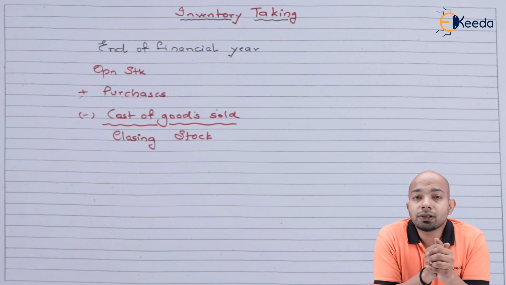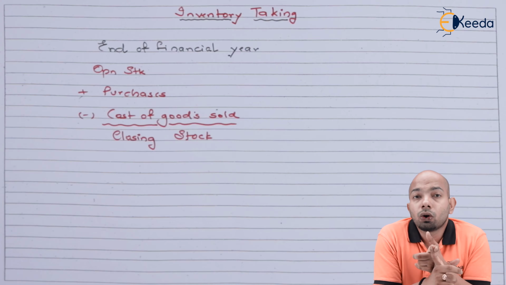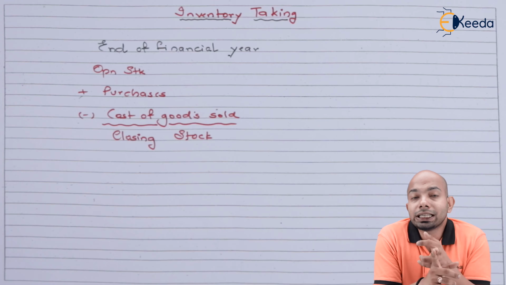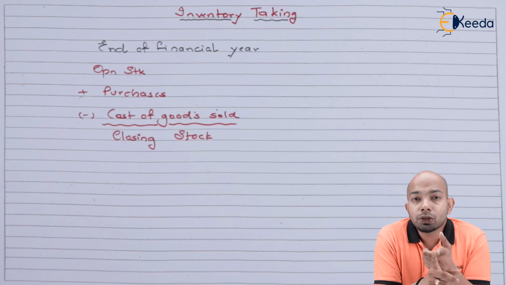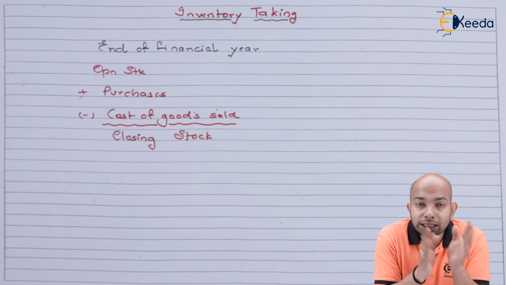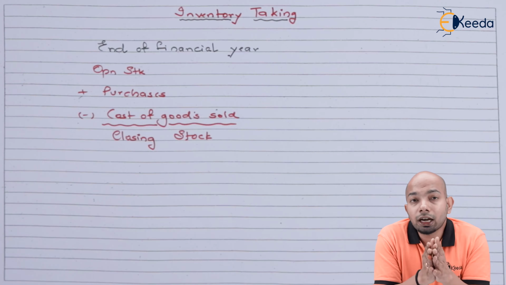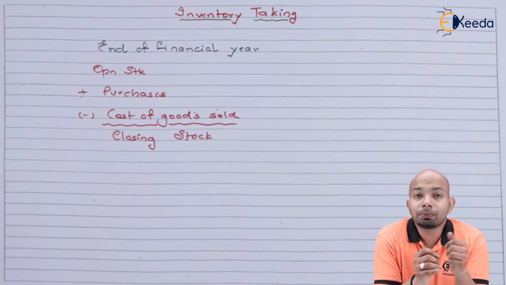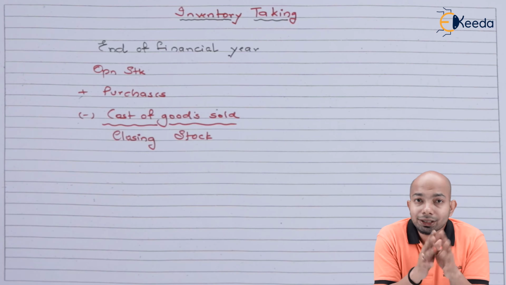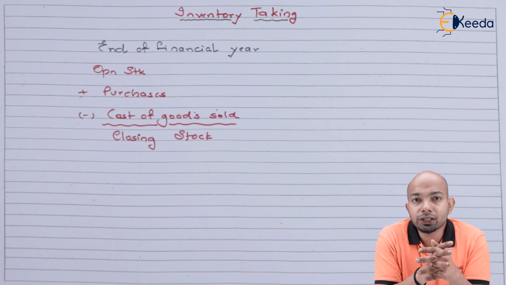Now, this usually happens either on 31st of December or on 31st of March. When it happens in December, the year pattern is from January to December. If it is happening on 31st of March, that means it's from April to March. That's the year calculation that we are taking into consideration.